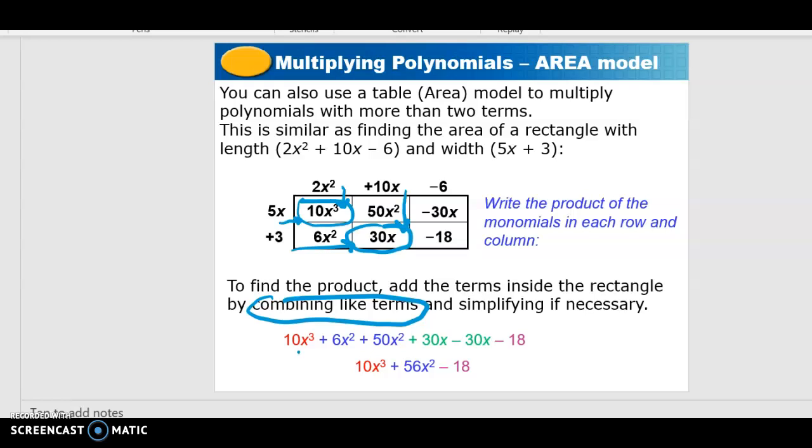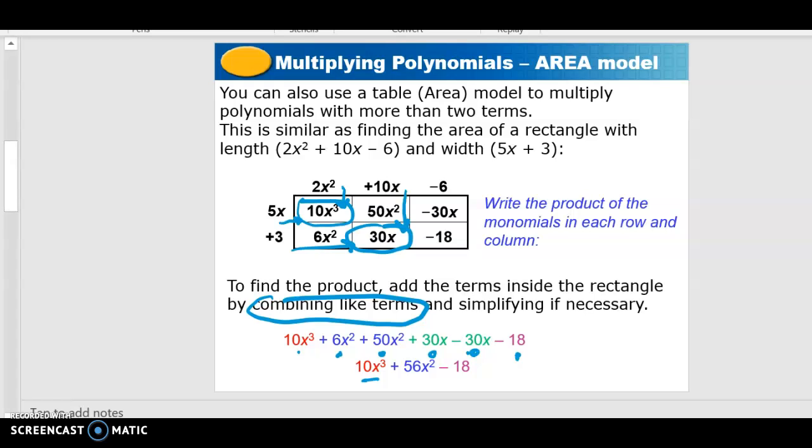These are all 6 of our boxes. All 6 of them. We brought them down and we find our like terms. There was only one 10x cubed. There were 2 x squared terms. You can see they were brought together: 56x squared. There were 2 x terms, but they cancel. That's a 0 pair. And then 1 that is -18.